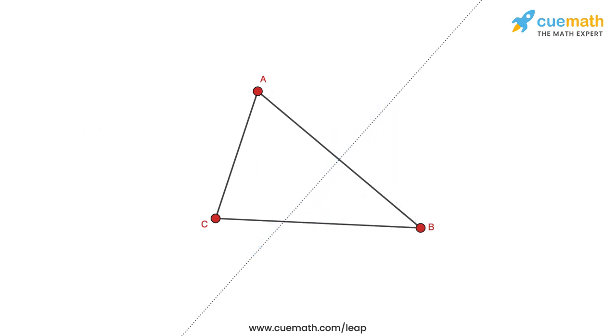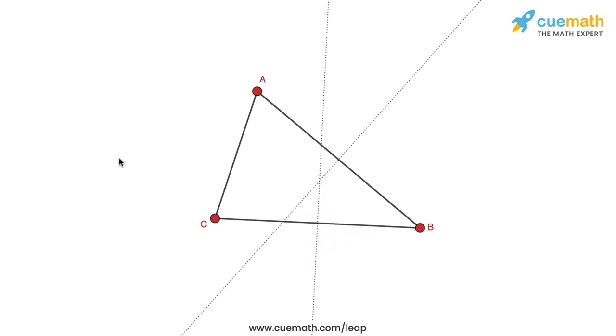Now let's draw the perpendicular bisector of the segment BC. This second dotted line that I've drawn is the perpendicular bisector of BC. If you take any point on this second perpendicular bisector, let's call that point Y, this point will be equidistant from B and C, correct? So if you take Y to be any point on the second perpendicular bisector, it will always be at the same distance from B and C.